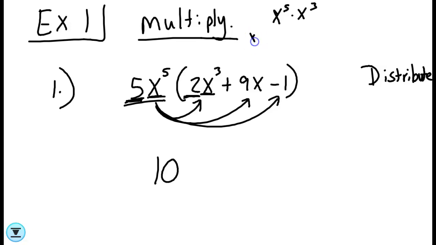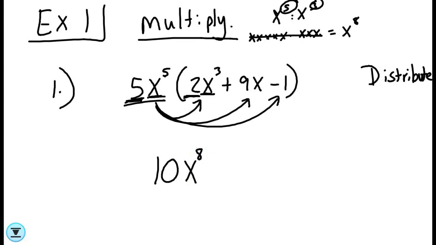X to the 5th means we have 5 x's being multiplied together, doesn't it? And then x to the 3rd means I have 3 x's being multiplied together. But we're multiplying those two things together, so now really I'm multiplying 8 x's together, which is just x to the 8th. Now obviously then the shortcut is going to be just add the exponents together. So when you multiply variables, you add the exponents. So 5 plus 3 is 8, so it's going to be x to the 8th.